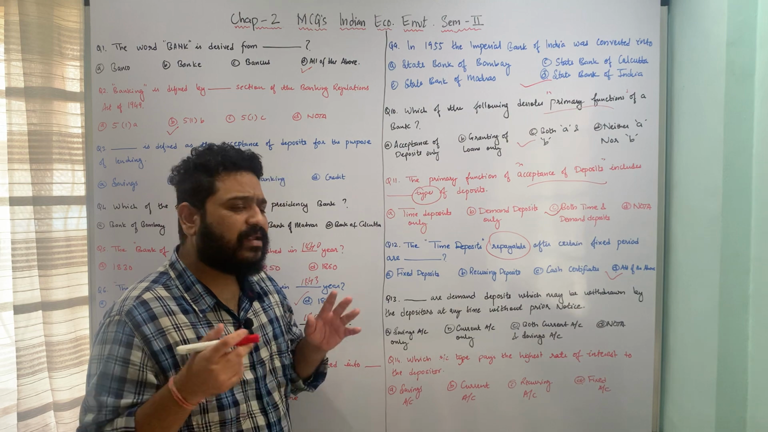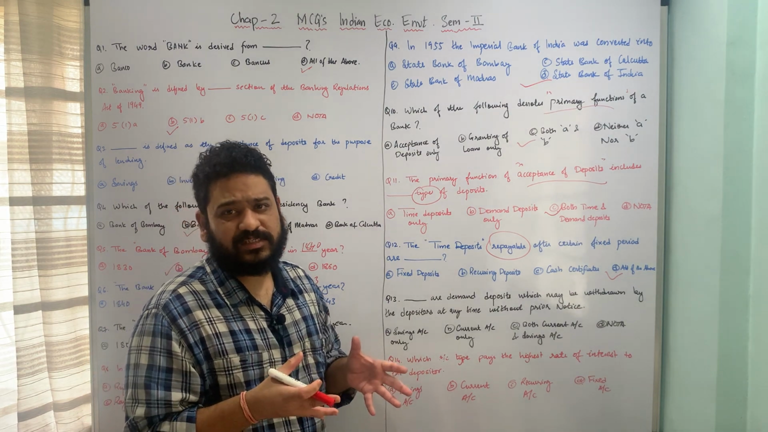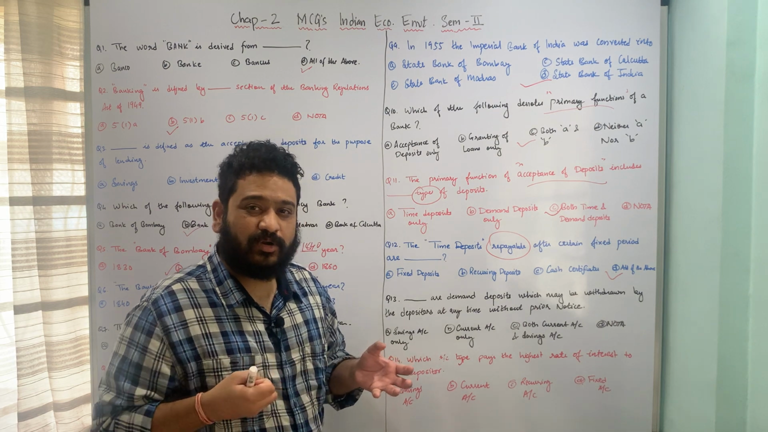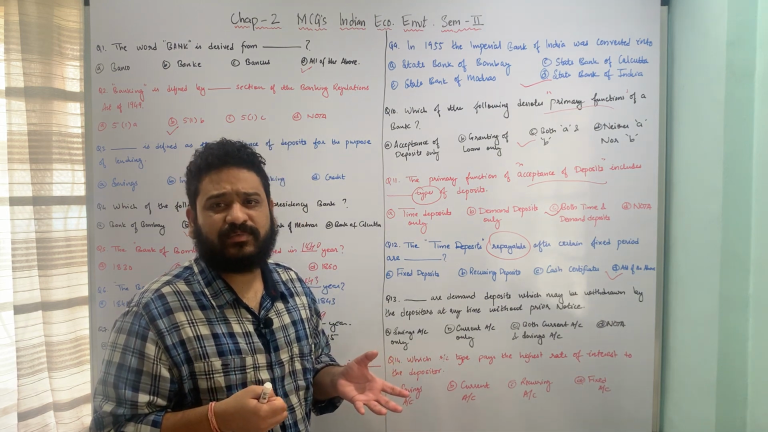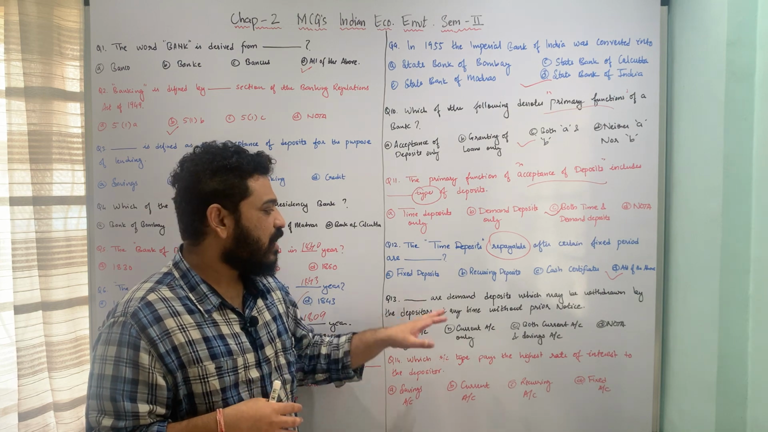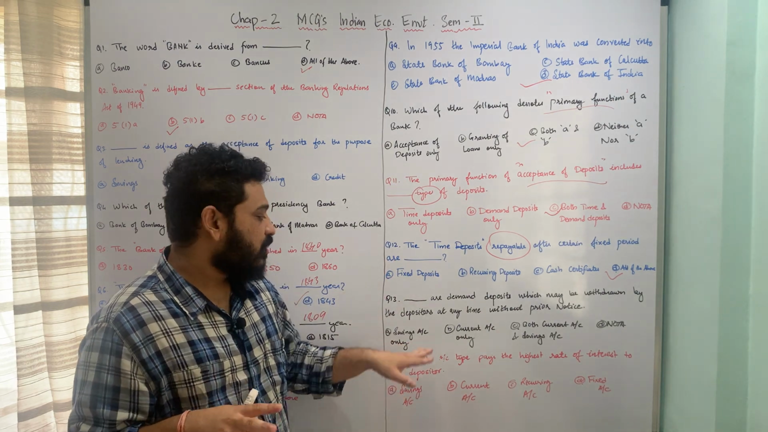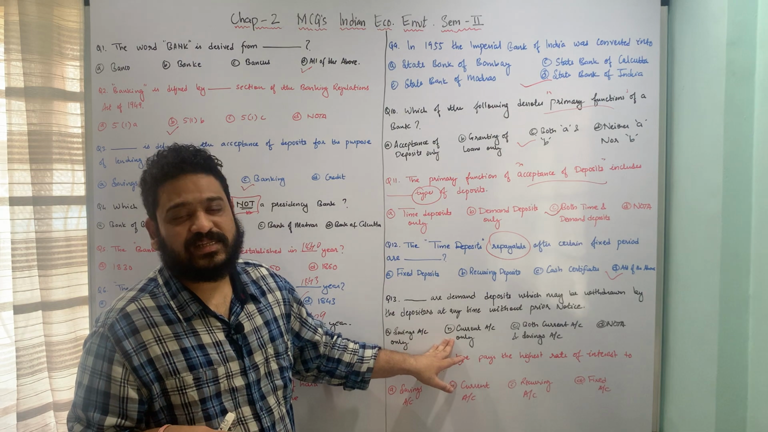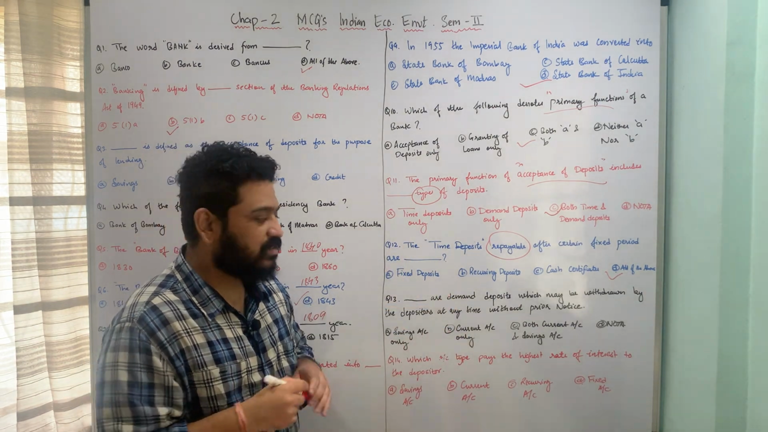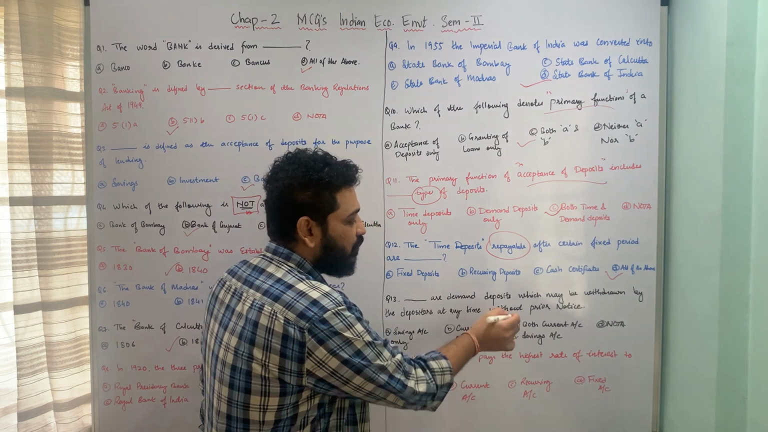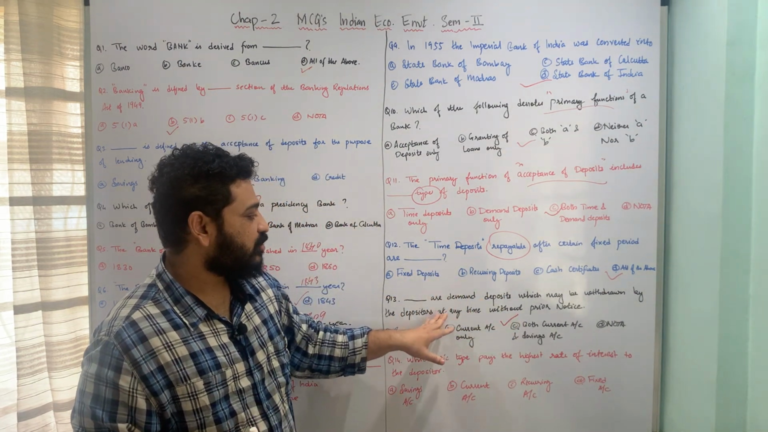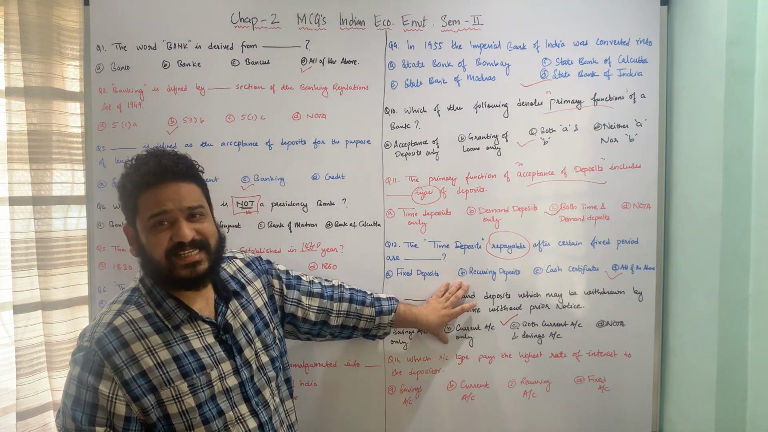So here again, demand deposits, we know what demand deposits are. That means the deposits which are withdrawable at any point in time without any prior notice to the bank by the consumer or depositor are called demand deposits, and both the savings account deposits as well as current account deposits are examples of demand deposits, and therefore option C, both of these, is the correct answer to this particular question. I hope the question is clear.